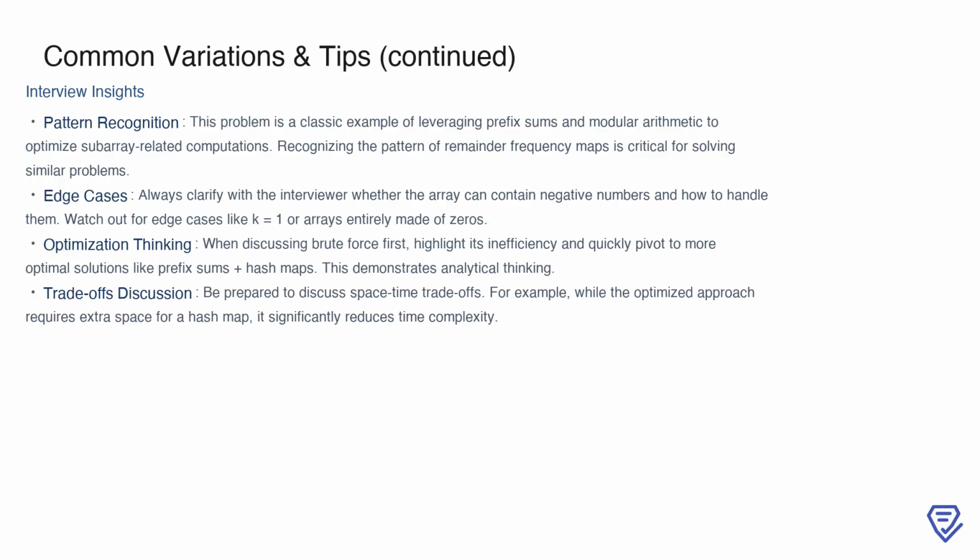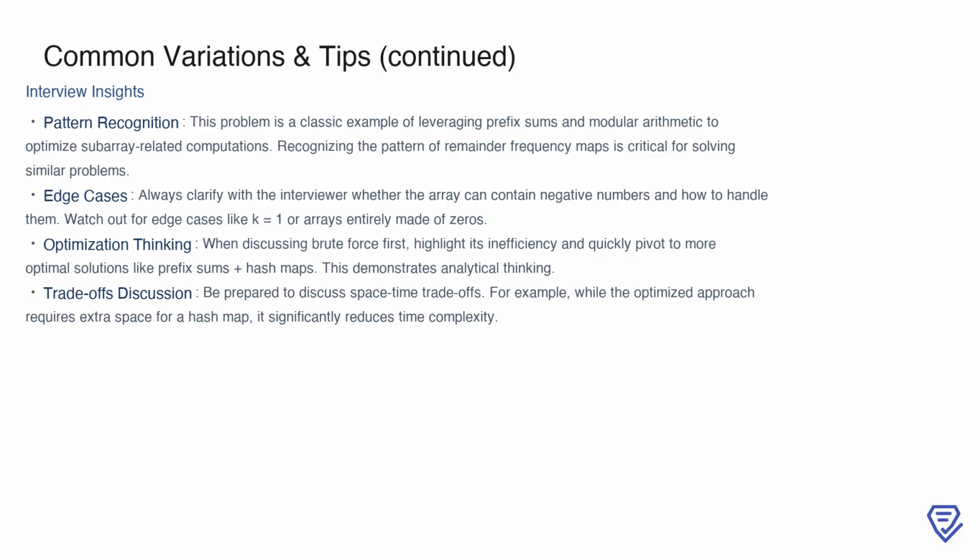Also, be mindful of edge cases. For example, clarify with the interviewer whether the array can contain negative numbers and how those should be handled. Special cases like k being equal to 1 or arrays entirely composed of zeros require extra attention. Additionally, when discussing your approach, highlight the inefficiency of brute force and quickly transition to the optimized solution using prefix sums and hash maps. This demonstrates your ability to think critically about performance.